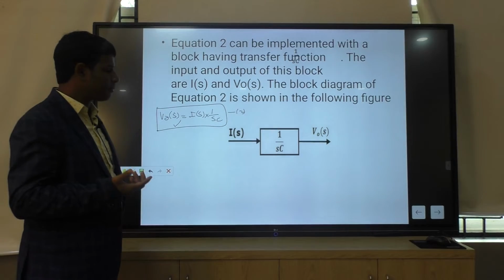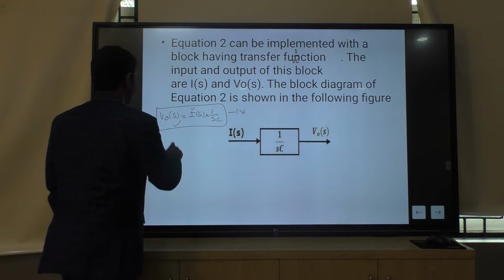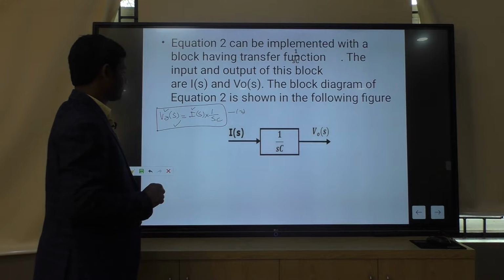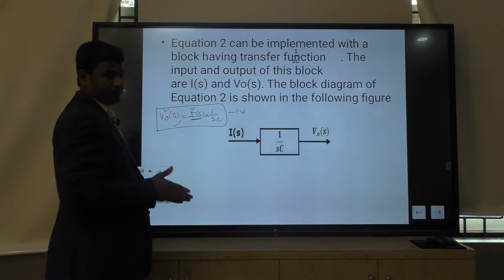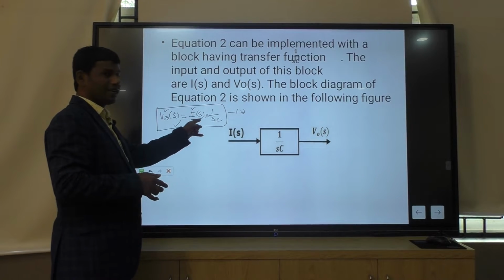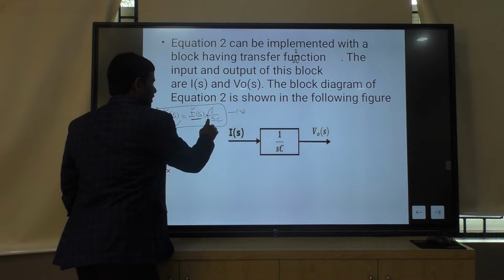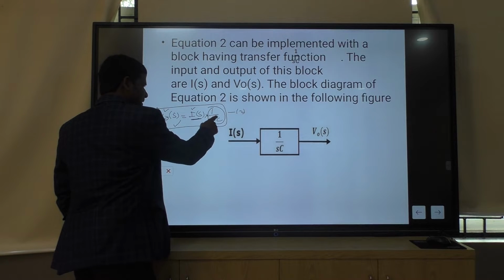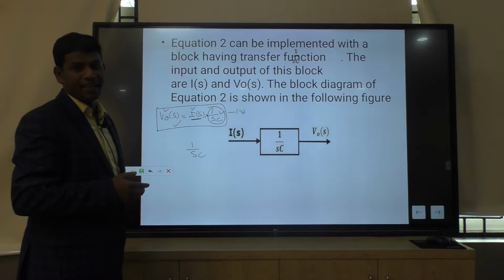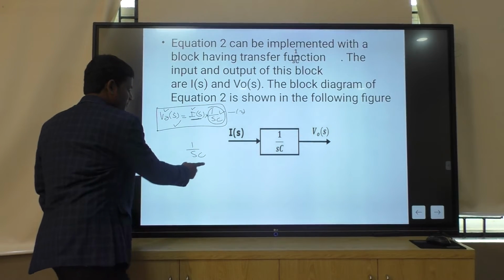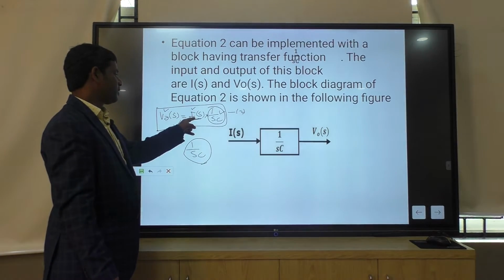Each equation becomes a block diagram. You see here, how many signals are in this equation? One signal is I of S, second signal is V naught S. Two signals. I of S is the input signal, because V naught S, the left hand side, is the output. The left hand side depends upon the right hand side signal. So input signal IS multiplies with a transfer function value 1 by SC. This transfer function value can be represented by a block.